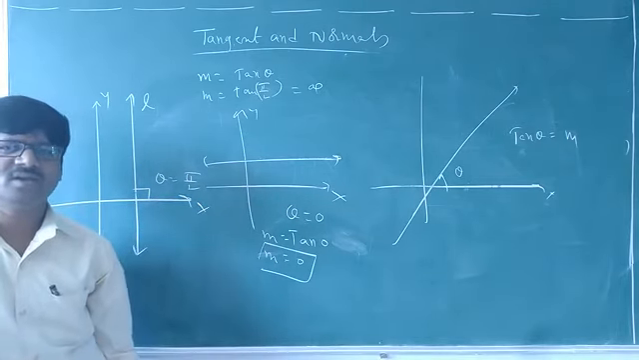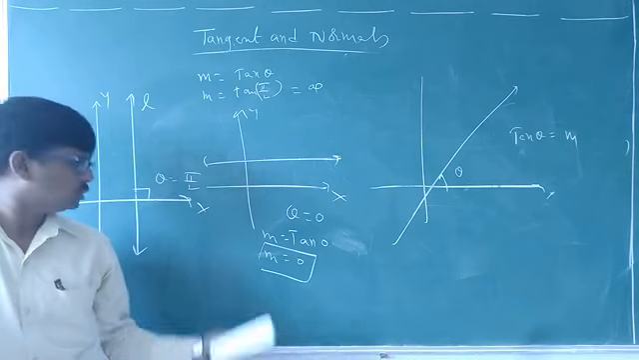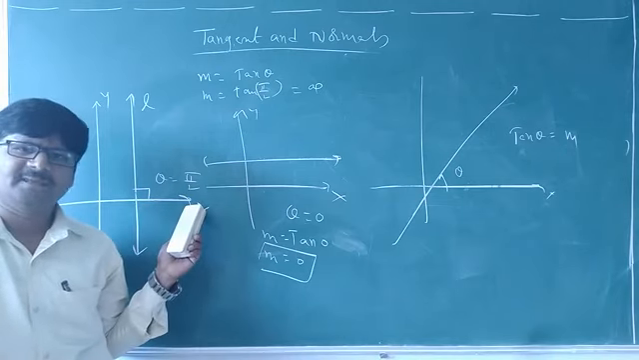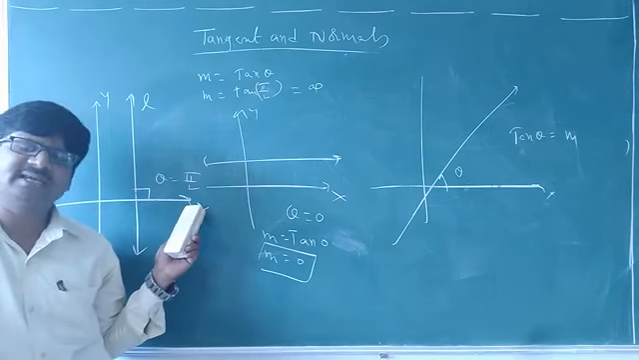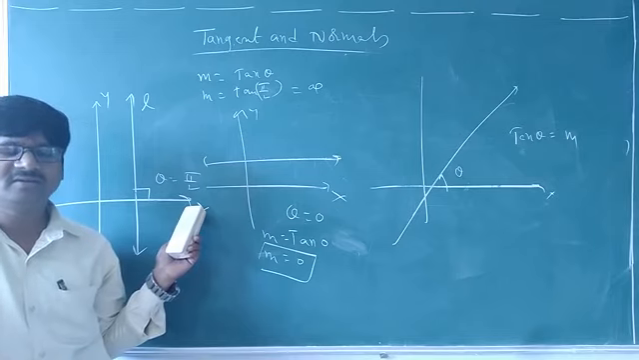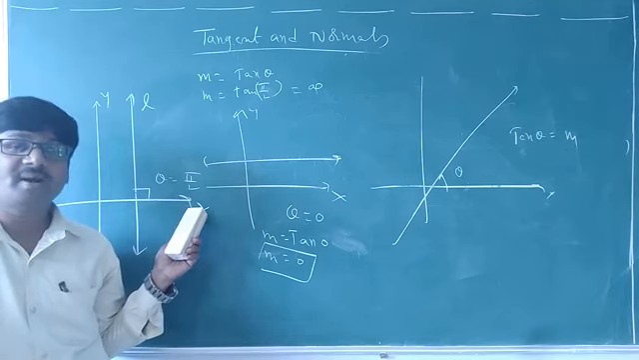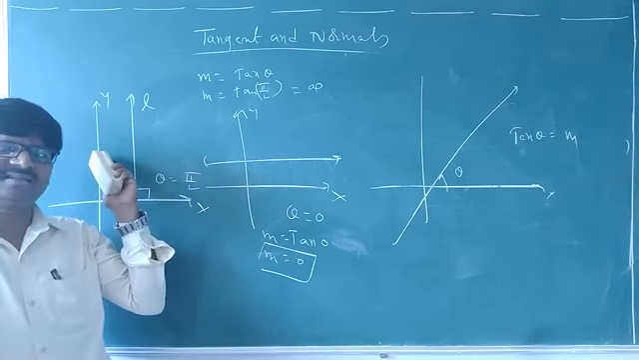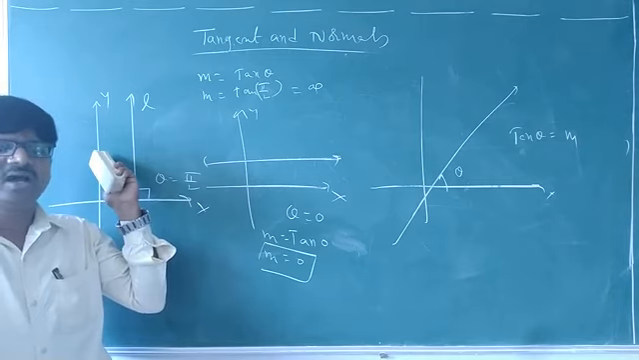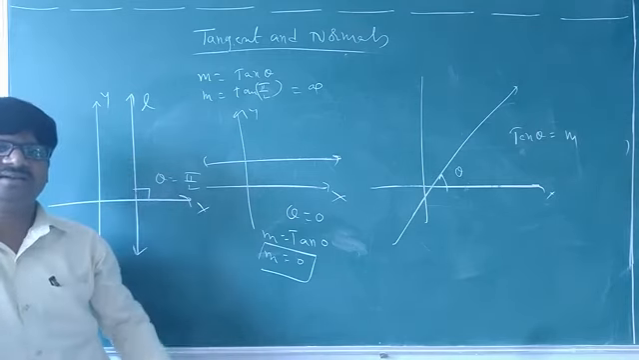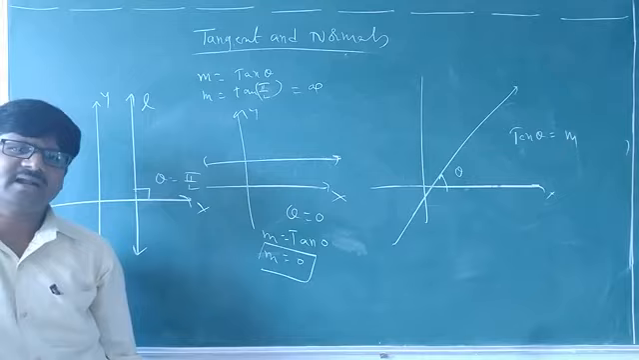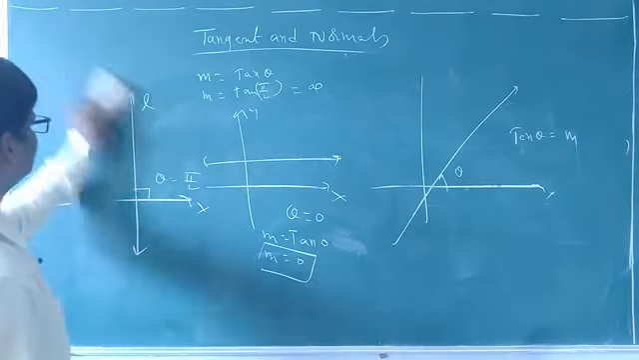Not defined. So simply one thing you have to remember here. Slope of x-axis is equal to 0. Slope of lines which are parallel to x-axis is also 0. Slope of a line which is parallel to y-axis is not defined, or slope of y-axis is not defined. Okay, remember this one.